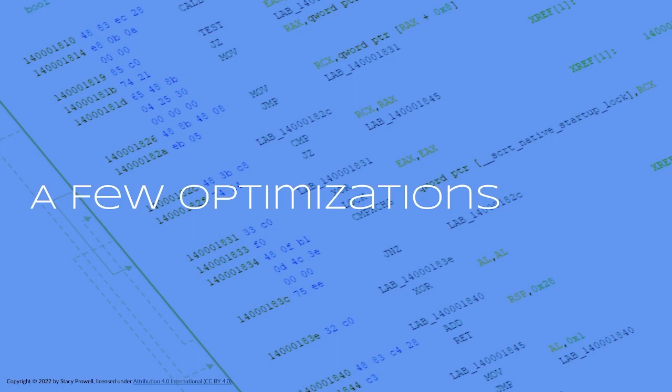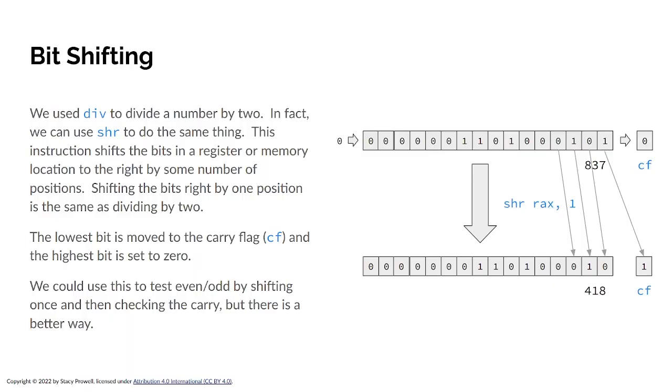But can we make it better? Well, let's think about some of the things that we can do in assembly. I mentioned before that bit shifting is really common. It's the way a lot of things are done in assembly. So we're using div to divide a number by 2. We can also use an instruction called shift right to do the same thing.